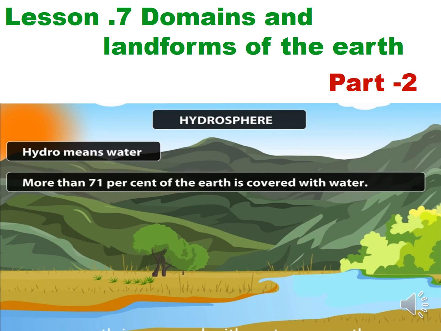Hydro means water. More than 71% of earth is covered with water. That is why our earth planet is called the blue planet. The surface of the earth which is covered by oceans and other water bodies is called hydrosphere.